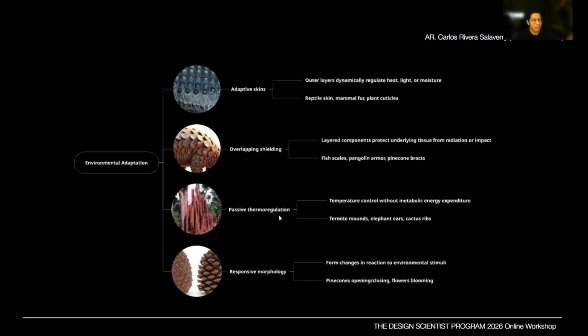Also, passive thermoregulation, which is the control of temperature without a metabolic expenditure. We can see it in these big termite mounds, and also the elephant ears and cactus ribs. And responsive morphology, which is much more visual, in which the form changes in reaction to environmental stimuli. For example, pine cones opening and closing, flowers blooming.